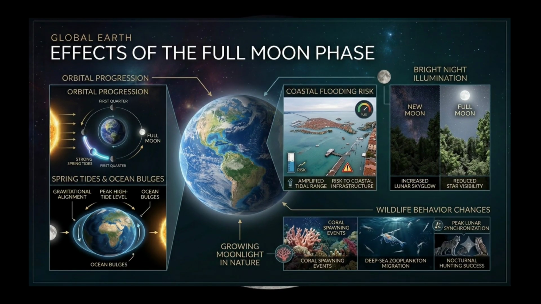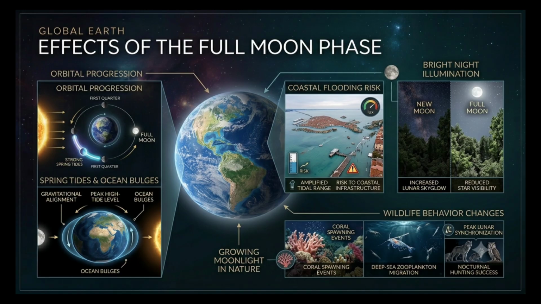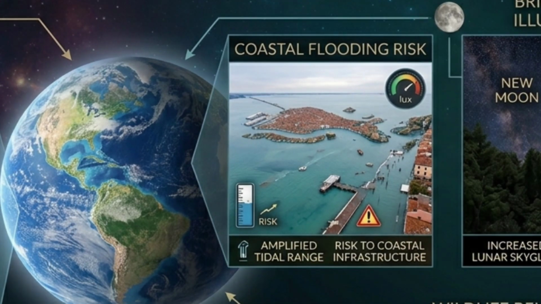The full moon produces some of the most noticeable effects on Earth. Like the new moon, it creates spring tides because the sun, Earth, and moon are aligned. Coastal regions experience stronger tidal ranges, which can affect marine ecosystems, fishing activities, and shoreline conditions.